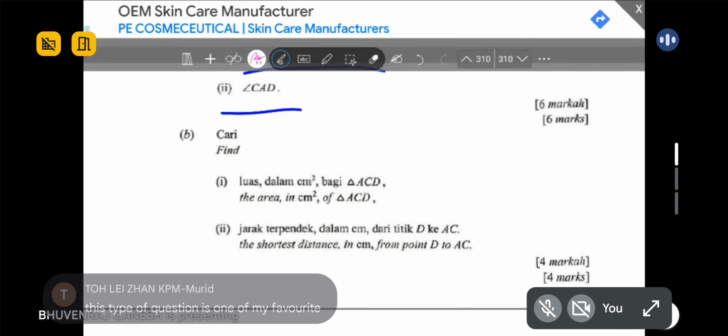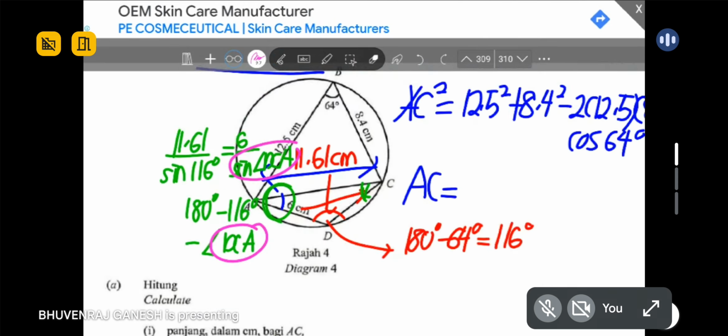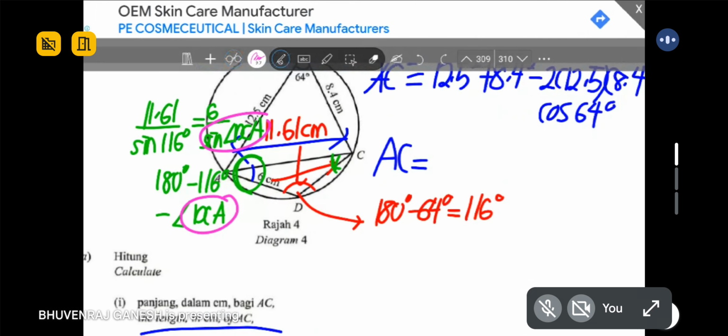Okay. Yes. This kind of question easy to score 10 marks, guys. Senang nak score. Okay. Question B1. They ask you area of ACD. Okay, so very simple lah. You already just use your formula lah, guys.